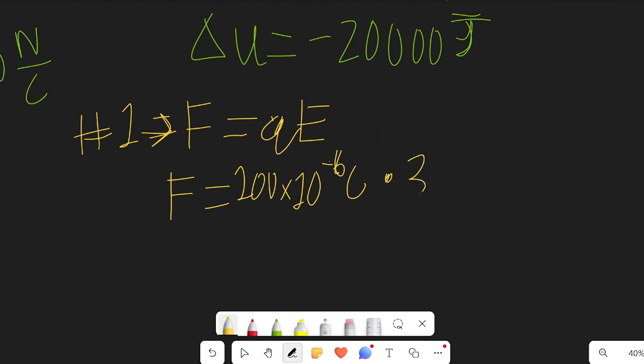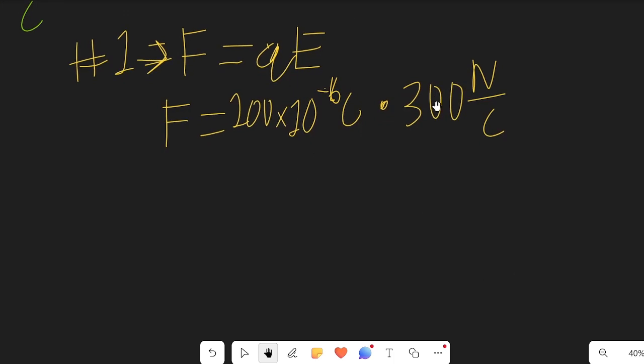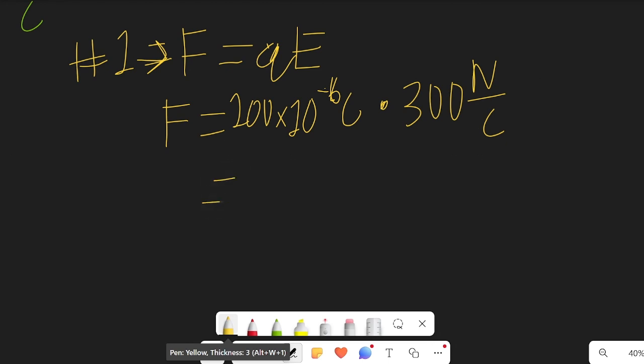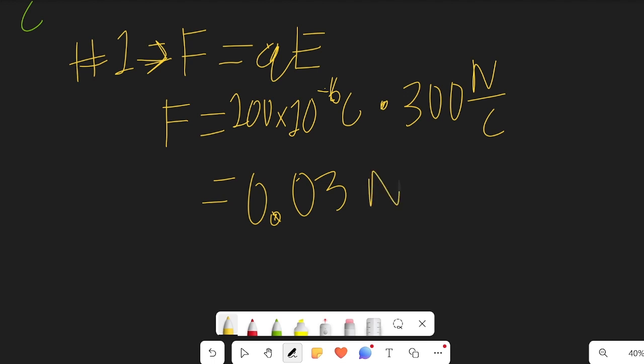Multiplied by 300 newtons per coulomb, which is our electric field. And then if we simplify this, we can cancel out the 4 zeros with the 10 to the negative 6. So this will become 3 times, let's avoid using scientific notation here. So this would become 0.03 newtons, right? That's our force.